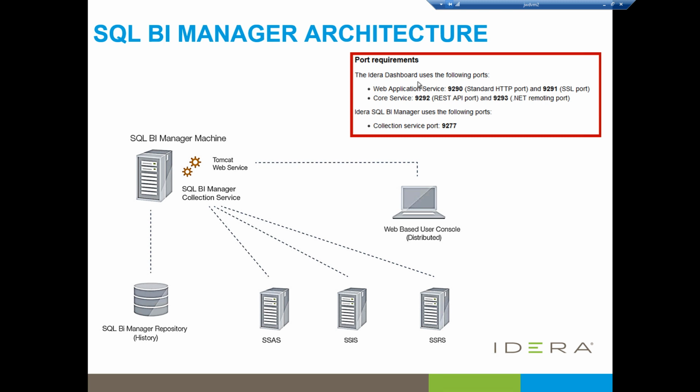Just as a side note, we do have some standard ports that are listed here: 9290, 9291, 9292, and 9293 are the main ports that are going to be used by the dashboard. And then the collection service itself is by default running on 9277. But let's go ahead and jump into the tool itself.